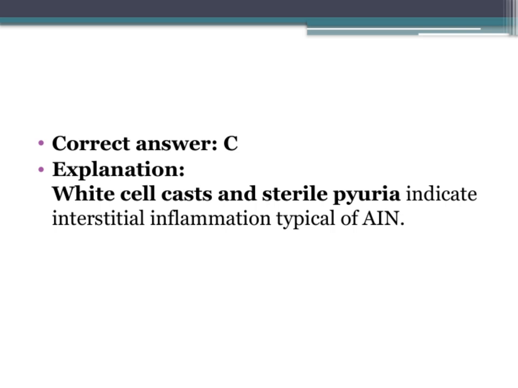AIN. When we see white cell casts in the urine, it suggests that there's inflammation happening within the kidney's interstitial space. Sterile pyuria, meaning white blood cells are present in the urine without bacteria, further supports this diagnosis. These findings are critical because they help differentiate AIN from other causes of kidney injury, guiding us toward the right diagnosis and management. Remember, recognizing these signs can really make a difference in how we approach treatment for our patients.